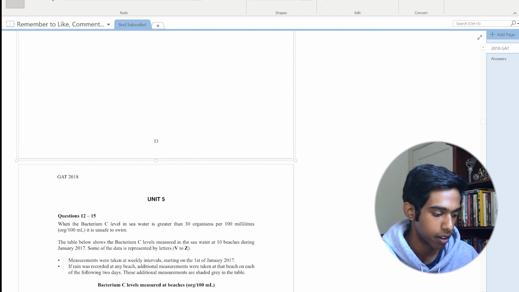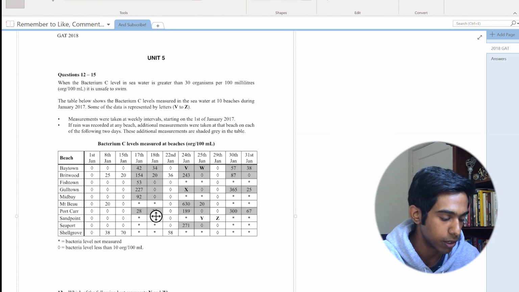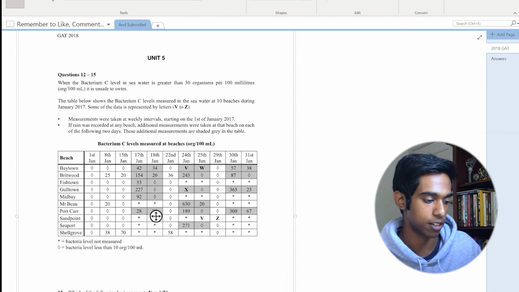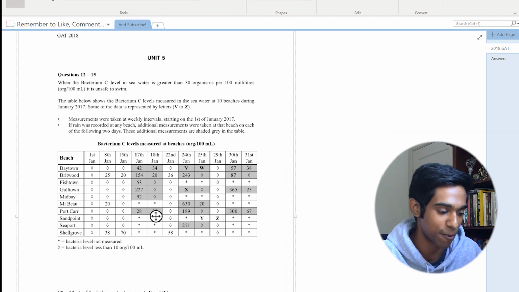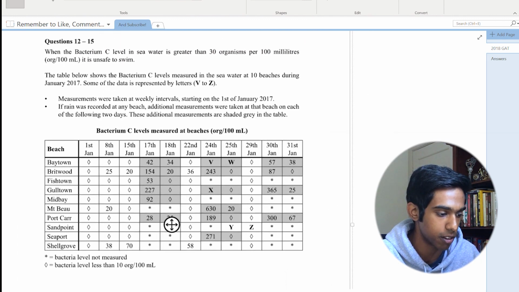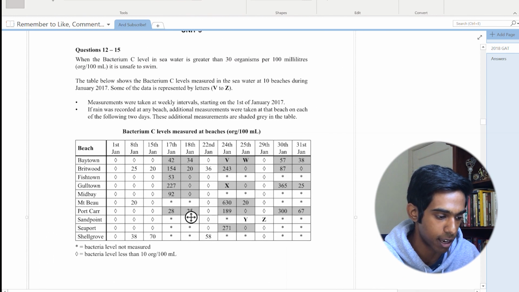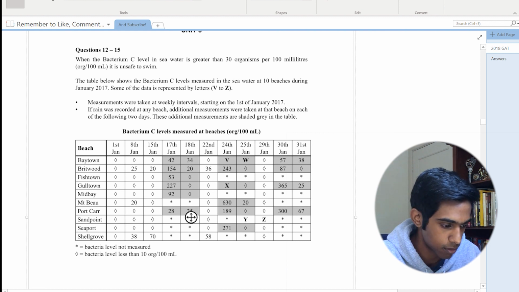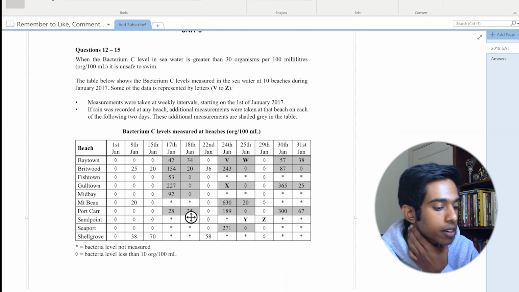That's great. So with unit 4, we're looking at when the bacterium level in seawater is greater than 30 organisms per 100 mL, it is unsafe to swim. Again, I won't read these out loud for all of them just because it'll take ages to get through this whole thing, but I'll just have a scan through the data and feel free to do the same. At 10 beaches.